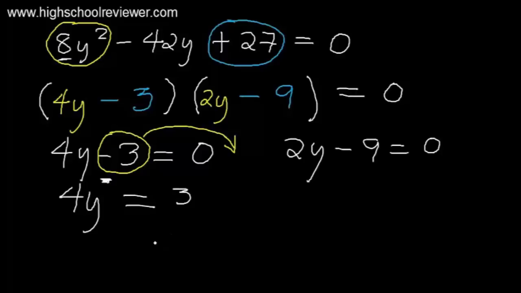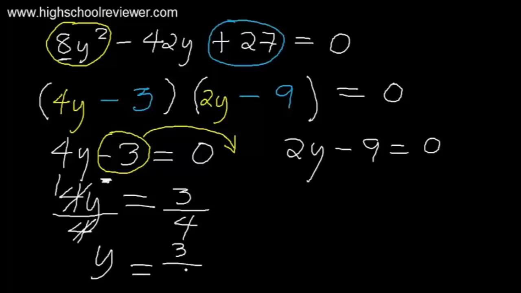So from negative, it will become positive. And to find y, we need to cancel out 4. So to cancel out 4, divide both sides of the equation by 4. 4 divided by 4, we can cancel this out. This will be equal to 1. And 1 multiplied by y is equal to y. So 3 over 4. We cannot simplify this anymore, so this will be y sub 1.